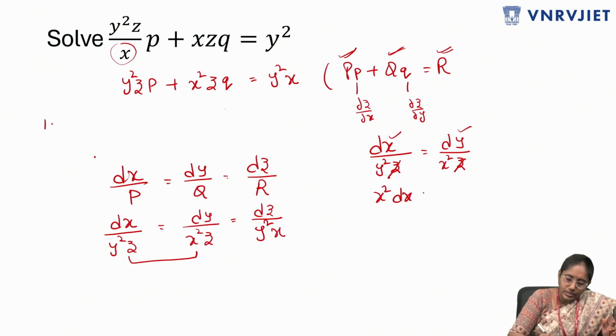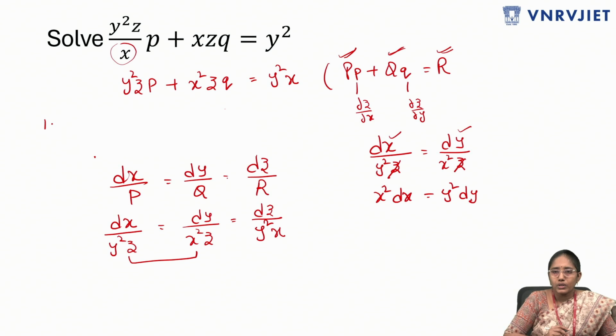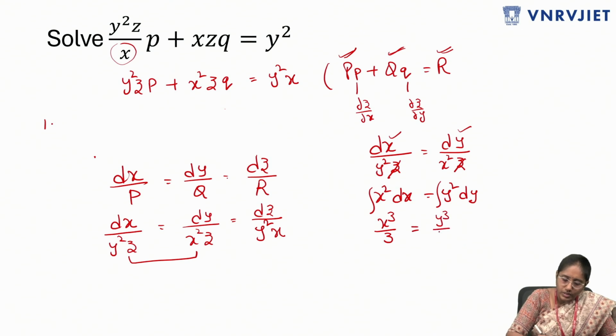x² dx = y² dy. Now you can directly find the solution just by integrating on both sides, because the variables are separated. Just integrate. The integral of x² is x³/3. The integral of y² is y³/3 plus an integrating constant, say a.